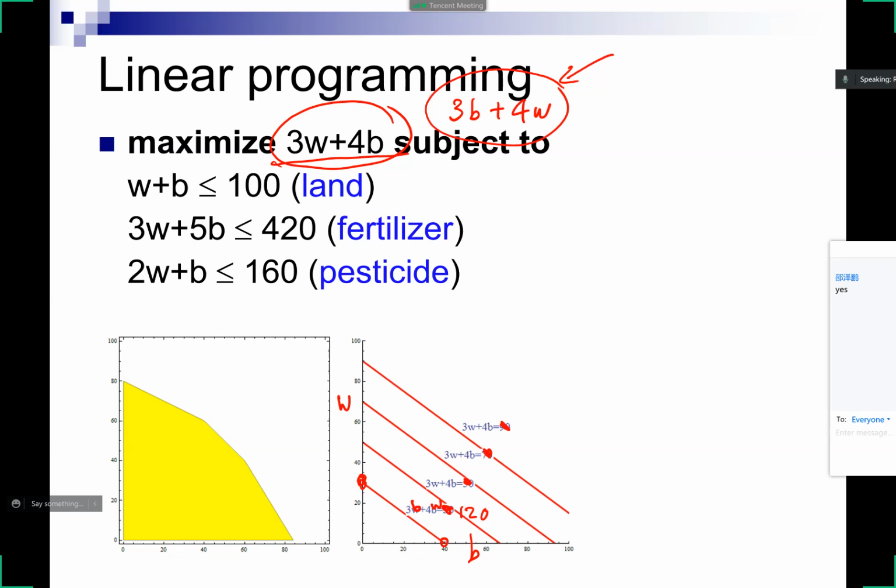Anyways, if you look at all the points on this line, they all satisfy 3b plus 4w equals 120. Now if you take the second line over here, then all of them are going to satisfy, what do we have here, 3b plus 4w equals 200, and so on. So all of these lines are going to have the same value along the entire line when you plug in the 3b plus 4w equation.